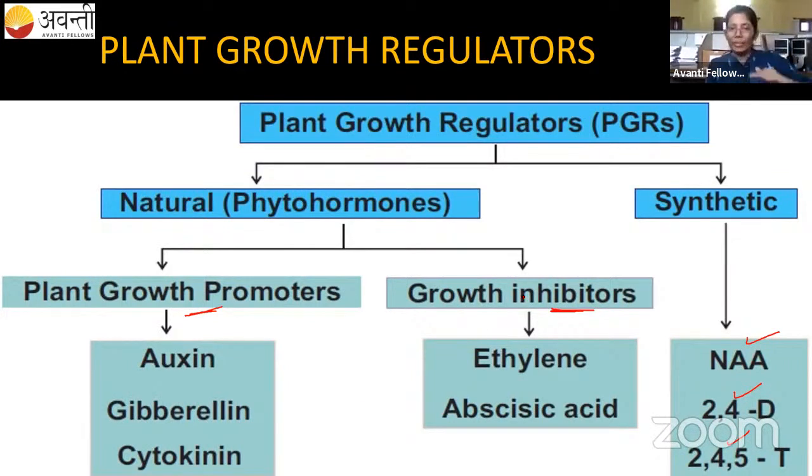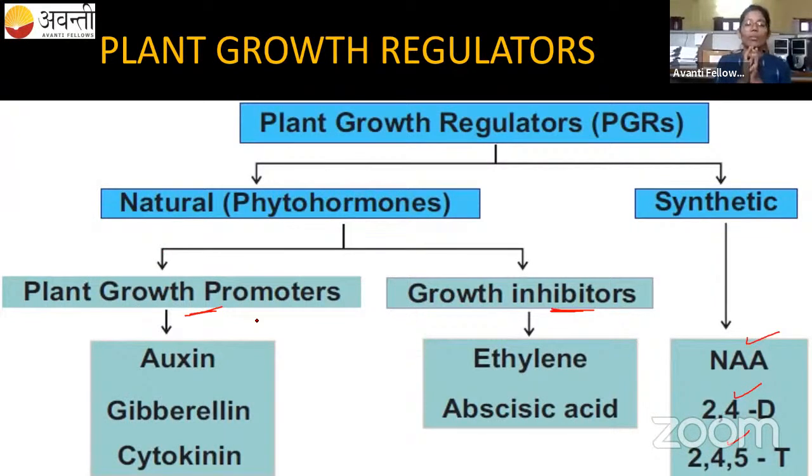Growth inhibitors, again I'm talking about a regulator, either it can increase or it can decrease. There are three which are going to increase the plant growth: Auxin, Gibberellin, Cytokinin. And there are some hormones which can decrease the growth of a plant. Those are ethylene and abscisic acid. Okay, chalo, let us talk about these five hormones in today's class.